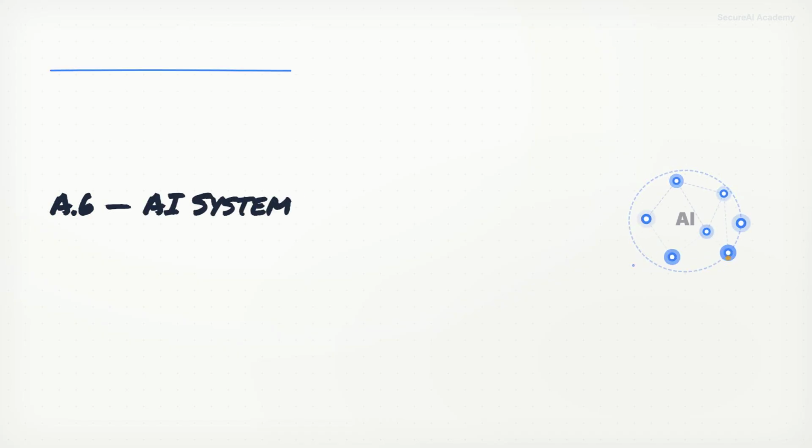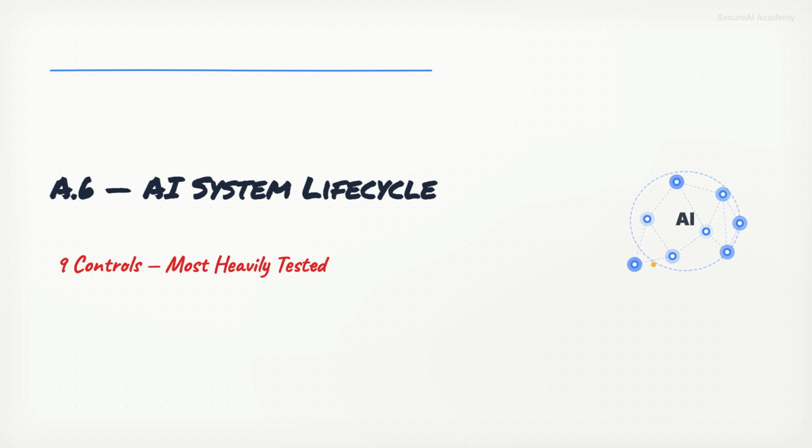Domain A6 is the largest, with 9 controls covering the entire AI system lifecycle, from initial requirements through to retirement. This domain and A5 are the most heavily tested on the PECB exam.